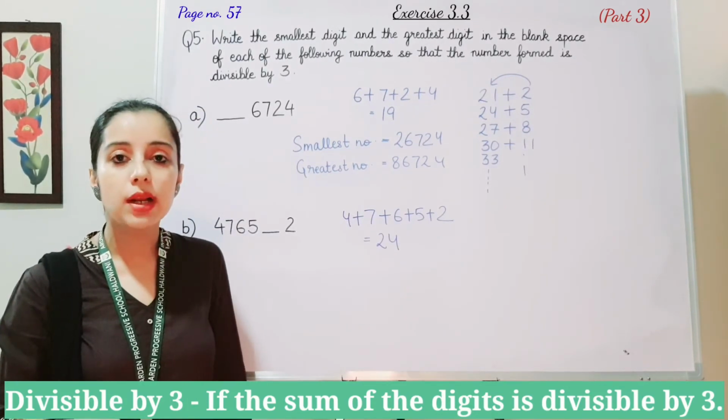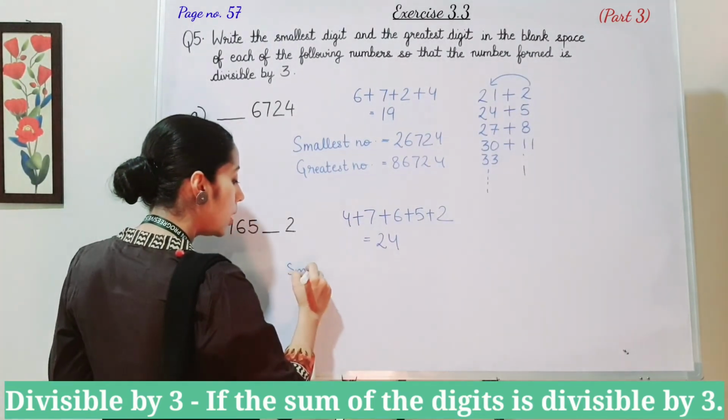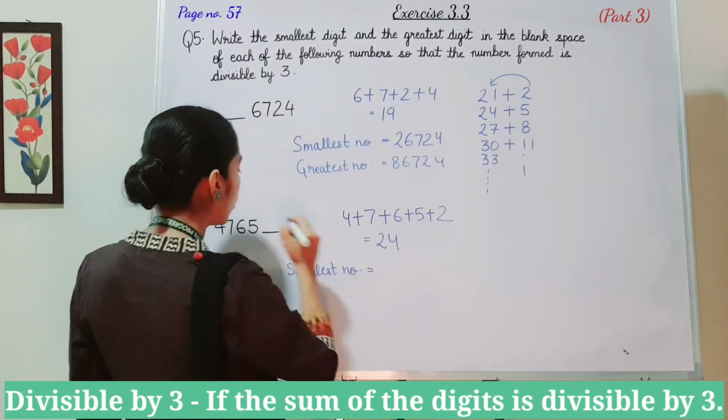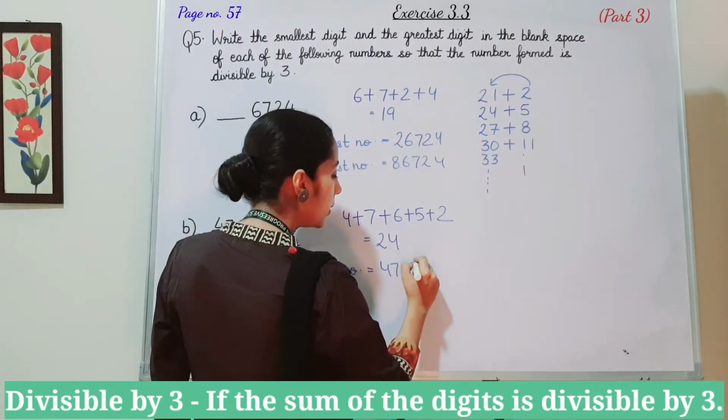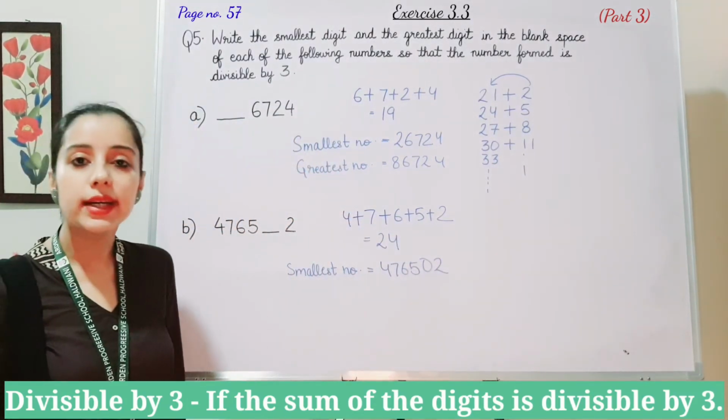So the smallest number will be here 0. Let us write the answer first. Smallest number, that is 476502. Now we have to find out the greatest number.